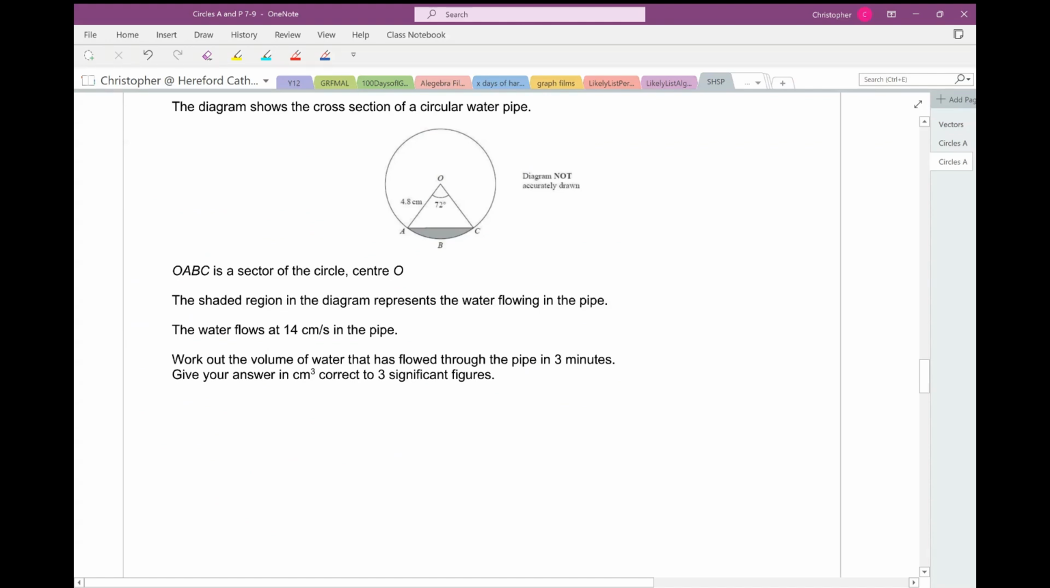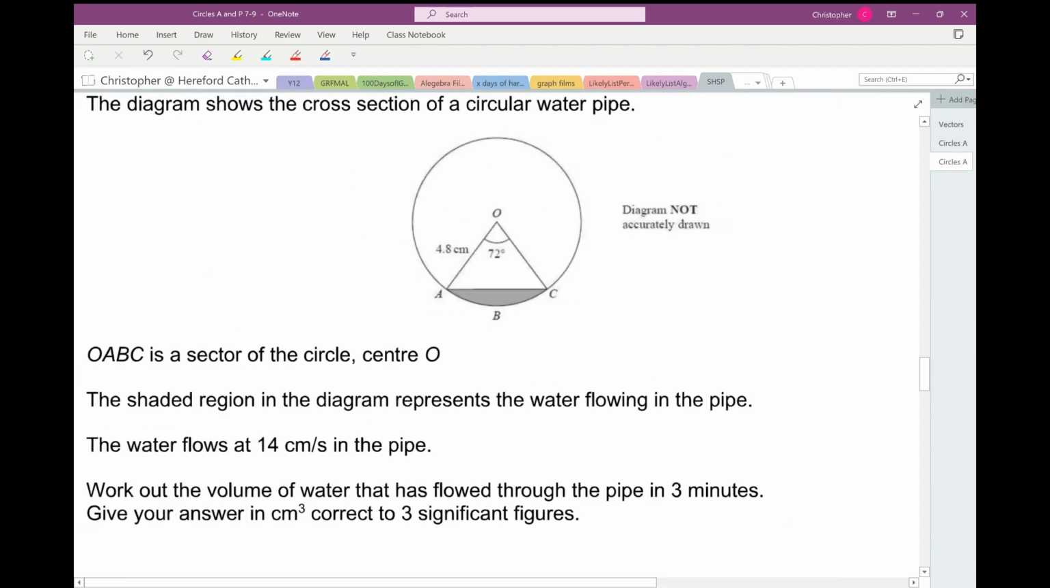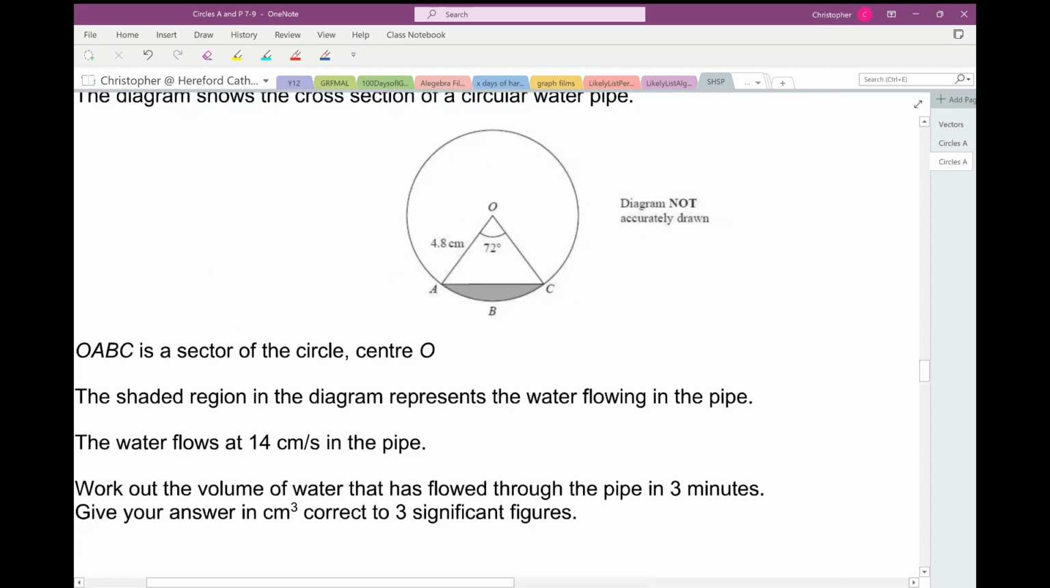Question 4. Right. The diagram shows the cross-section of a circular water pipe. Okay. You've got the sector of the circle with a centre O. Well, that's marked quite easily on the diagram for me. The shaded region in the diagram represents the water flowing in the pipe. Okay, so the pipe's barely full, is it? This is the water here.